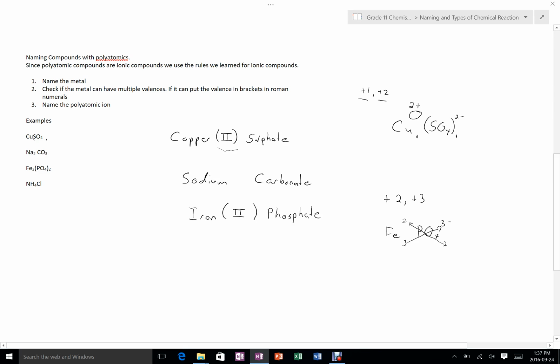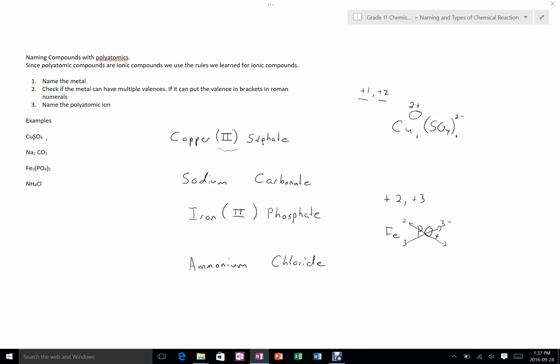And the very last example here, now we have the polyatomic out front instead of at the back, so the polyatomic in this particular case is going to take the name of the metal or the cation, and so this one is called ammonium chloride. No need to specify any sort of valence here or anything like that because ammonium is always +1.